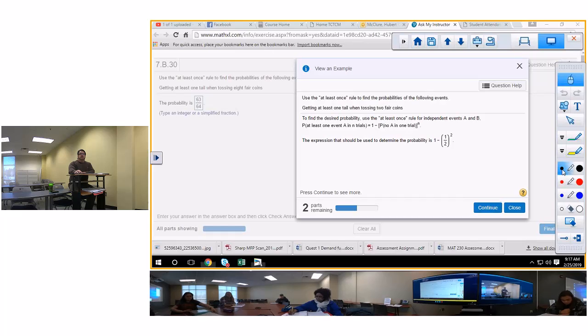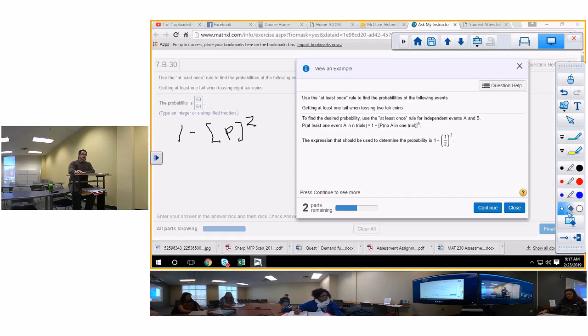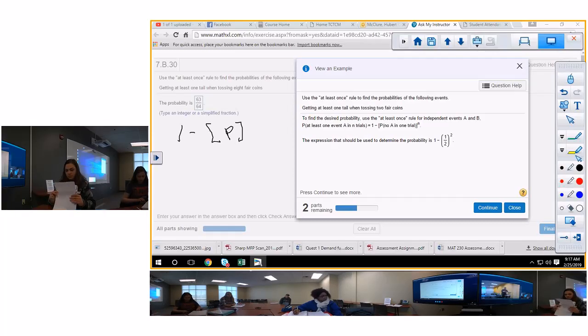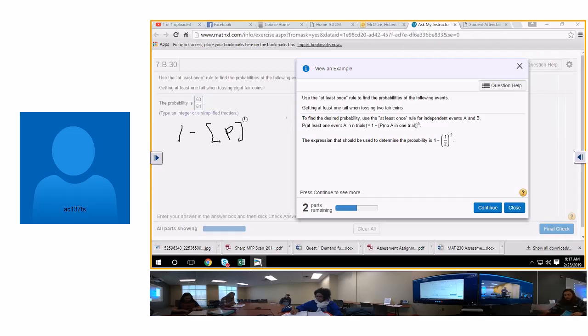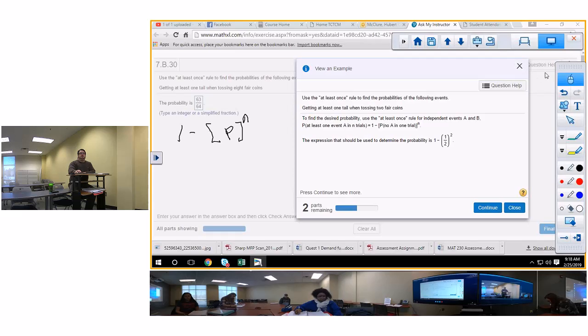All right, so 1 minus the probability. I can't write with a mouse, so y'all just... there. 1 minus the probability squared. No, I'm sorry, not squared. To the n power. Now the n here is going to be equal to the number of flips. I mean the number of coins, sorry. Number of coins. So look at the question and see what they say.